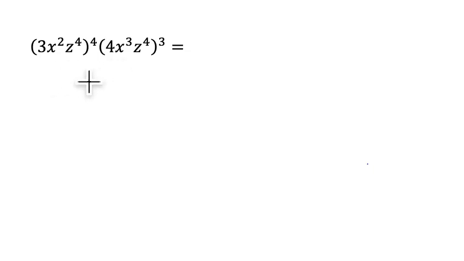All right, no fractions here. So that's 3 times x squared times z to the 4th power. So this will be 3 to the 4th power times x squared to the 4th power times z to the 4th power to the 4th power. And it's all multiplication here, so we'll just keep on multiplying.